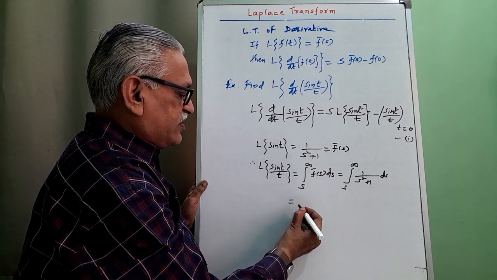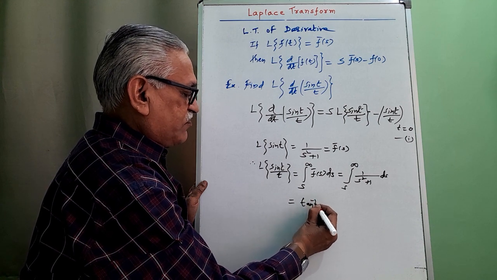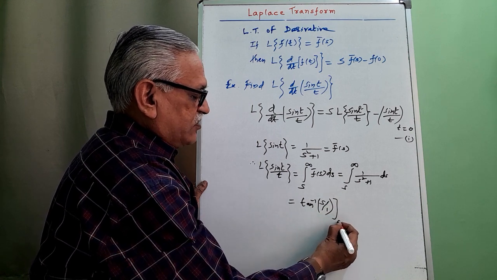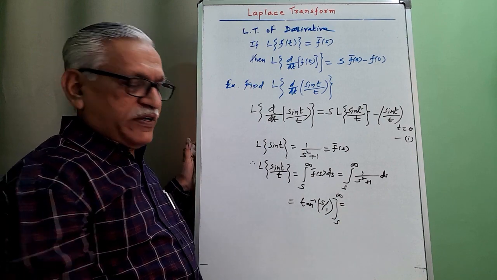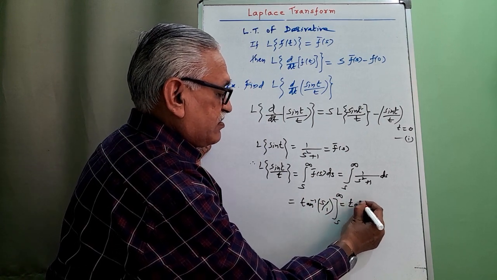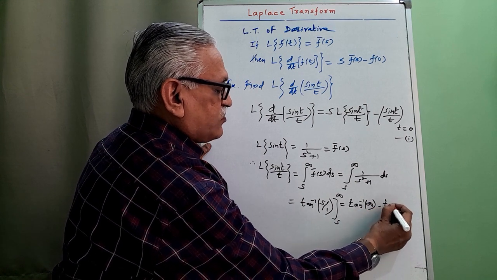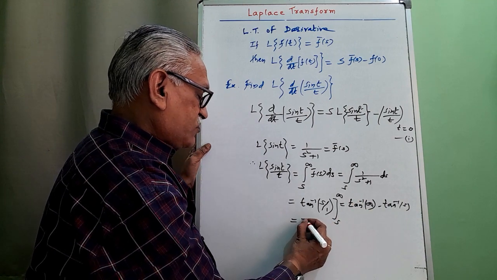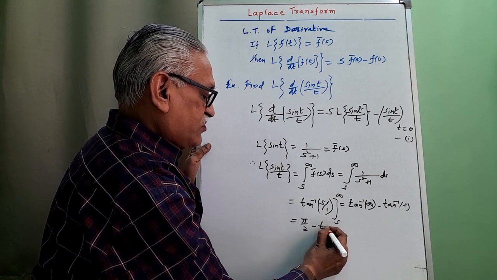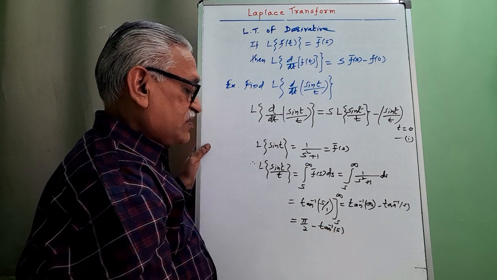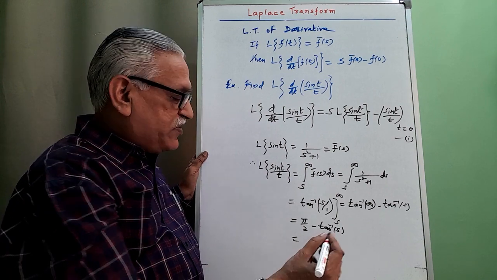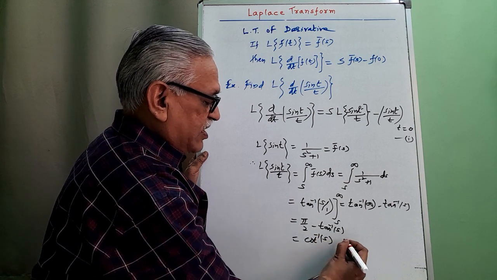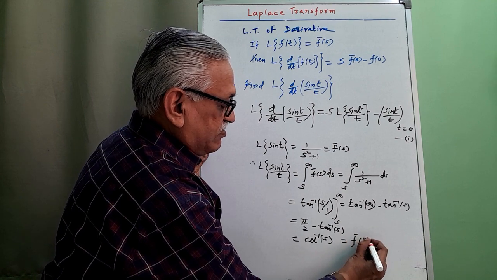Performing that integration, standard result, its integration is tan inverse of s by a, a is here 1, limit from s to infinity. Subtracting the upper and lower limit, tan inverse of infinity minus tan inverse of s. Standard result, tan inverse of infinity is pi by 2, minus tan inverse of s. Again a standard result from trigonometry, pi by 2 minus tan inverse of s is cot inverse of s. And we call this f bar of s.